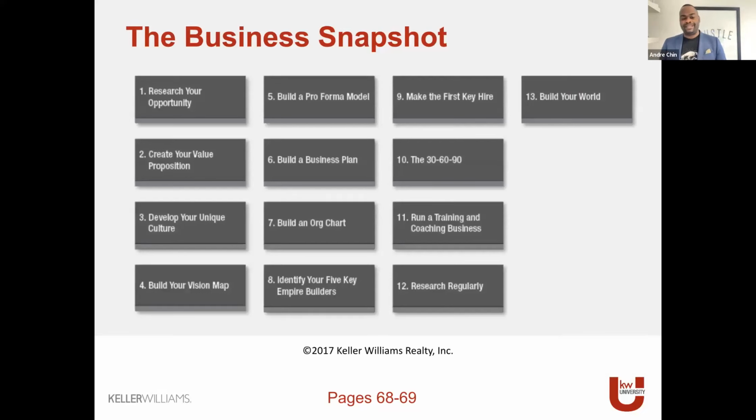Now, if you're building a team or have a team, steps 1 through 5, actually pretty well all of these, you could start now at looking at your current organization, and you may never even expand, but you're going to have a really good business just by looking at this business snapshot. Number 5, you're building that pro forma and a business plan. At number 6, an organization chart. You're going to identify those 5 key empire builders, making that first key hire, having a 30, 60, 90 program in place for when people join your world, running a training and coaching business, researching regularly, and then continuing to build out that world.